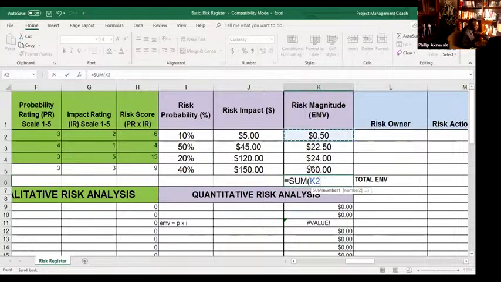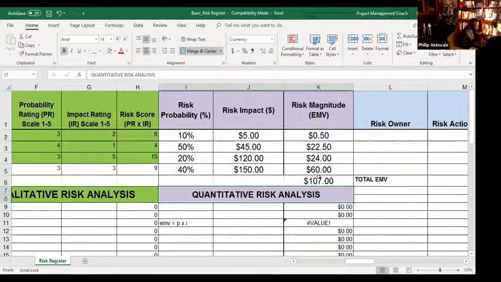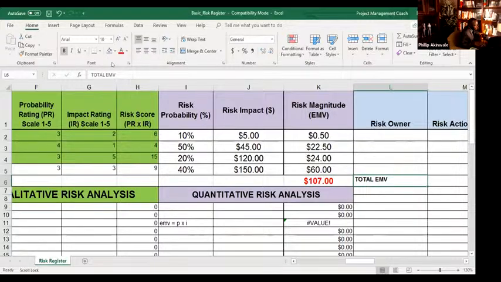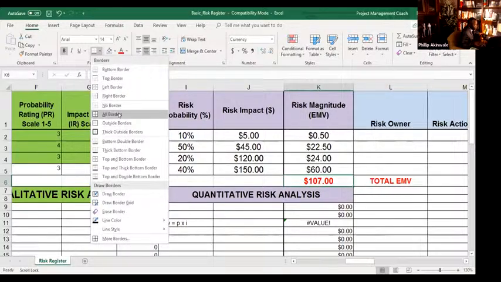What is the aggregate effect of all of the risks on the project? And you get the magic number of 107, and that is your total EMV. That is the total, if you will, exposure of your individual risk items, adding all of them up. In a lot of organizations, which I don't think is very effective, but it's better than nothing, they would take this number and make it their contingency reserve.